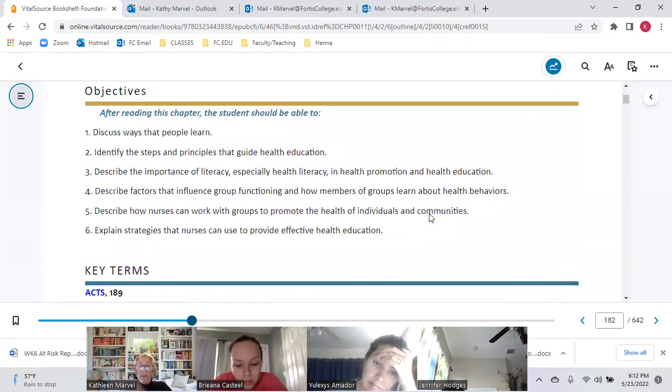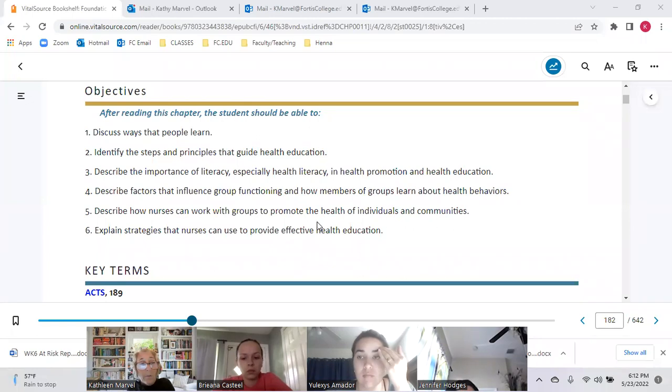And then here's your objectives. So after we go through this chapter, you should be able to discuss, identify, describe, explain. You should be able to articulate these objectives. That's at least how I do it with my class for Dr. Lundy's students: we review the objectives and you should be able to answer those questions. Be able to discuss the ways people learn, the different ways. There's 3 different ways that people learn. What are the steps and principles that guide health education? Why is literacy so important with education? And then how do groups function?